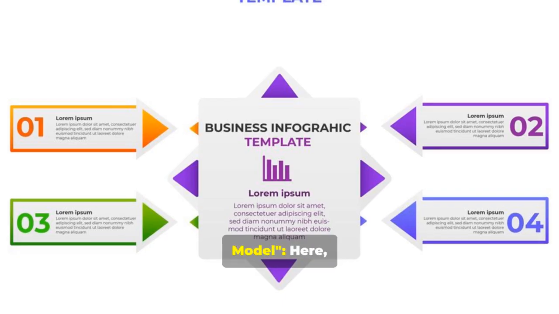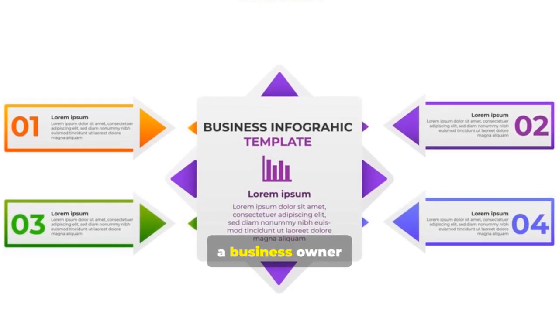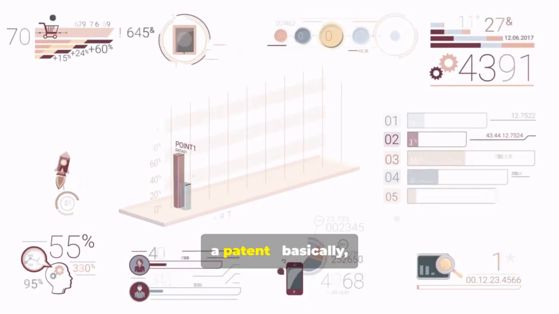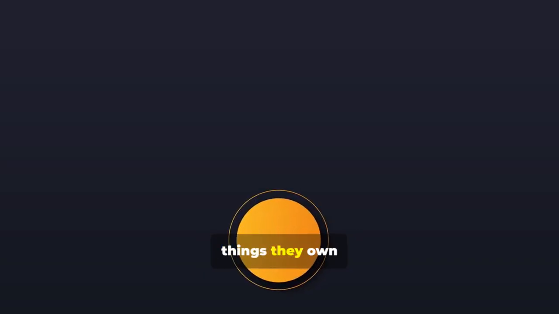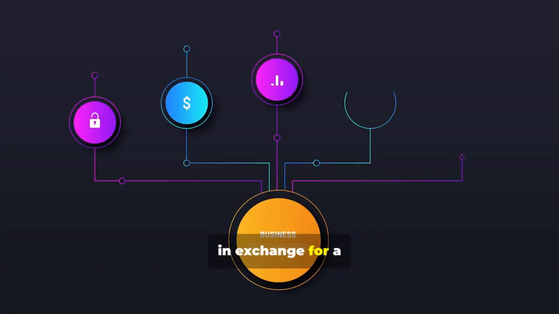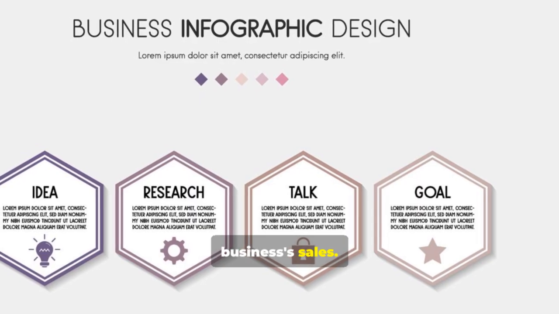The franchise model. Here, a business owner has a brand, image, ways of making things, a patent, basically, things they own that are then given to others to use to sell things commercially, exactly as instructed, in exchange for a share of the business's sales.